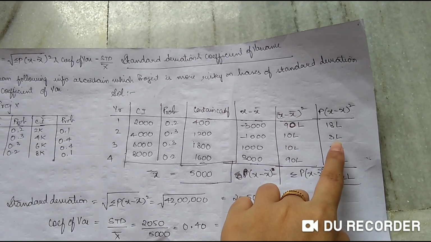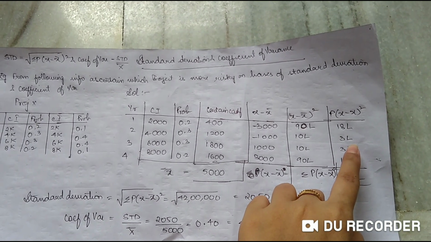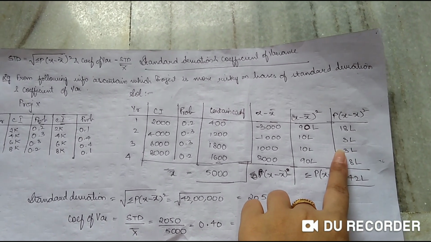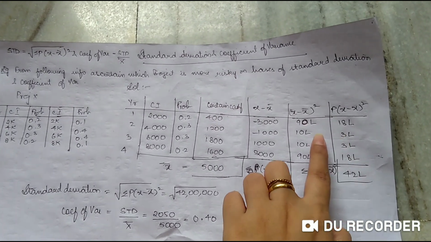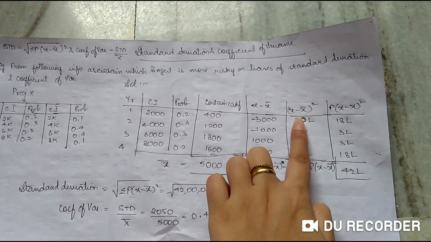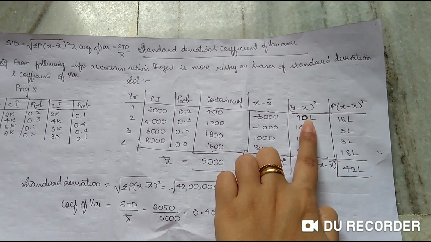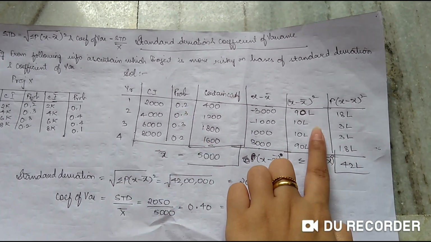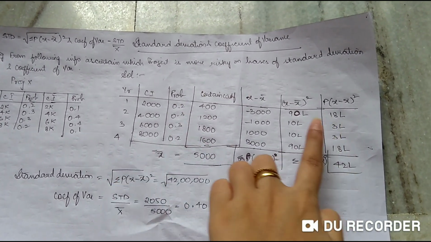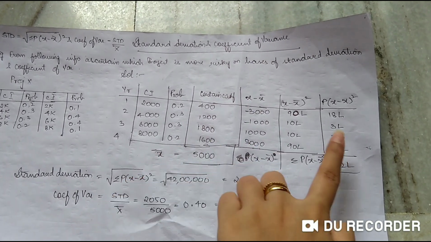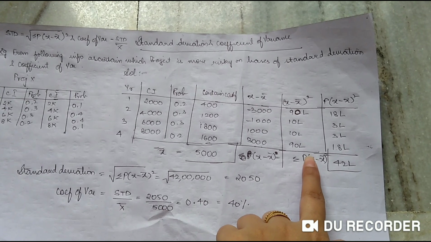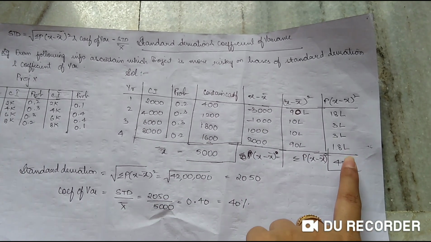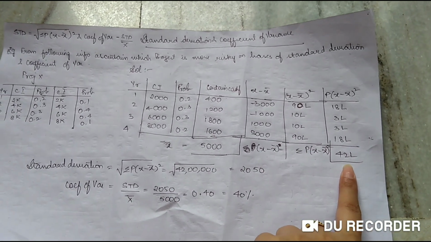What is the next step that you required in calculation of standard deviation? We require sum of P into X minus X bar square, that is adding all the values. So how do you get that? By multiplying the square into the probabilities. So 90 lakhs into 0.2 is 18 lakhs. 10 lakhs into 0.3 is 3 lakhs. 10 lakhs into 0.3 again is 3 lakhs. Similarly, 90 lakhs into 0.2 is 18 lakh rupees. So your sum adds up to 42 lakhs.